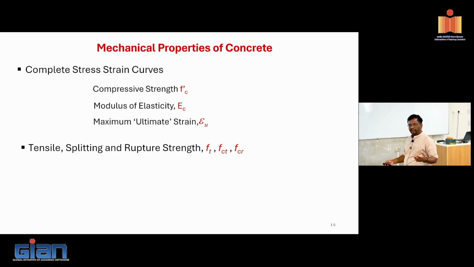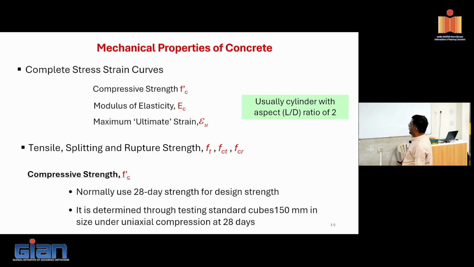In addition, we also need to know the tensile strength. Tensile strength is measured in multiple ways. It could be pure tension, or splitting tension, which is an indirect measure of tensile strength. Then you have rupture strength. What is the meaning of rupture? Rupture means bending, flexural strength. That's what we're looking at, right? And typically what we use is the 28-day concrete strength.